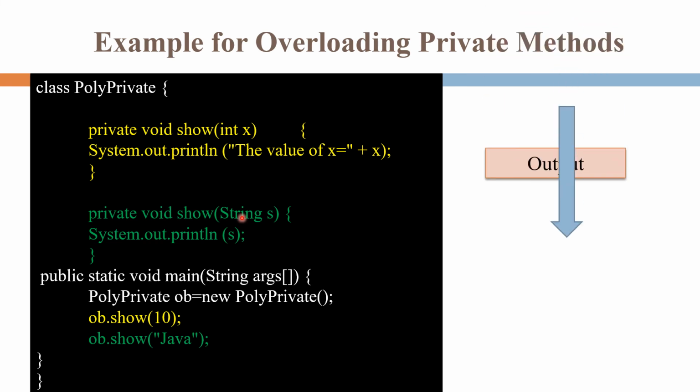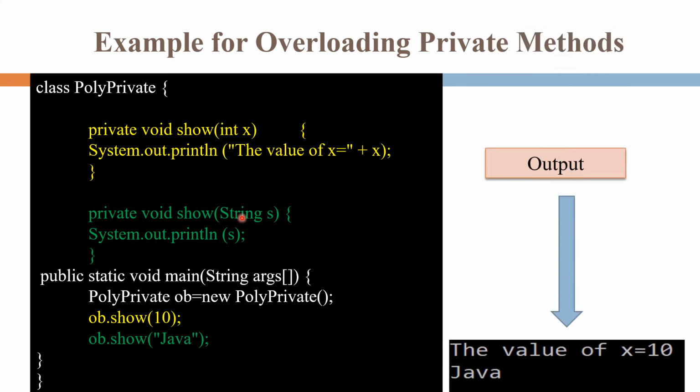Now when we execute this program, we get this output. For the first method call, we get the value of x is equal to 10, and for the second method call, Java gets printed. The first method call is bound to the first method definition, and the second method call is bound to the second method definition. These method calls are bound to the method definitions at compilation time itself.